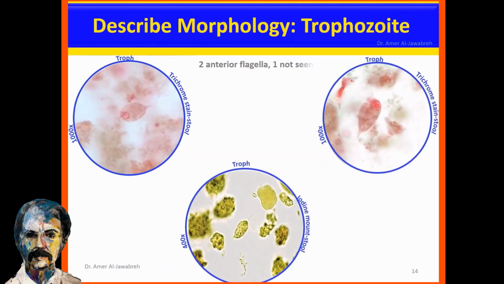And this is how it looks. Look, here, this is trichrome. And in both trichrome here, I cannot see flagella. Can you? Here, not seen. There's no flagella here, no flagella here.